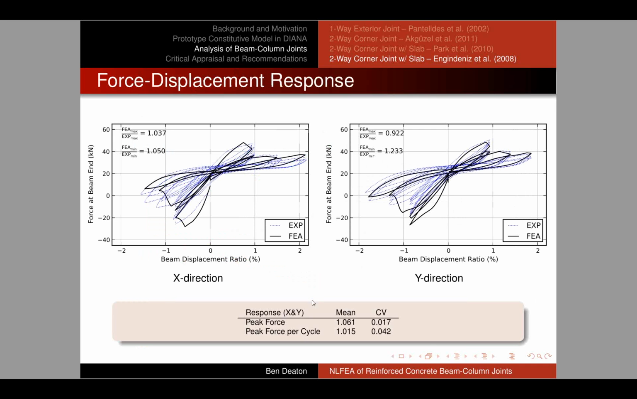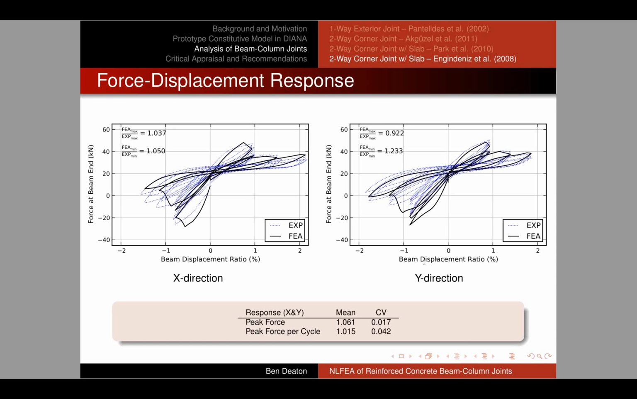So let's look at the force displacement response for this specimen. So again, we're going to look at, in this case, the force at the end of the beam. So this is for the X direction shown on the left. So we have force at the end of the beam versus the beam displacement ratio again. And then on the right, we have the force at the beam end of the Y direction beam plotted versus the displacement at the end of that beam.